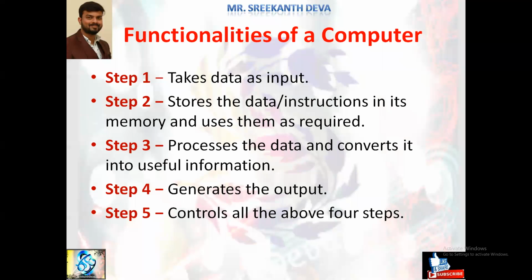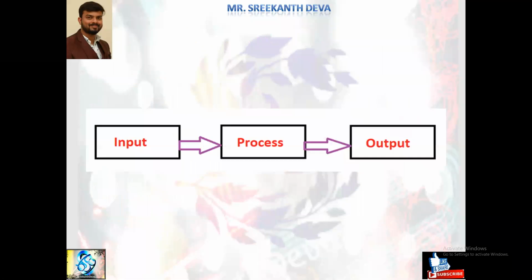See, these all steps involve what? The basic functionalities of a computer. The computer takes input as raw data, and it stores that input data or instructions into the memory. After that, it takes those instructions from the memory and processes them, and it generates output as information. Okay, I'll give some examples. See, this is a workflow: input, process, output.